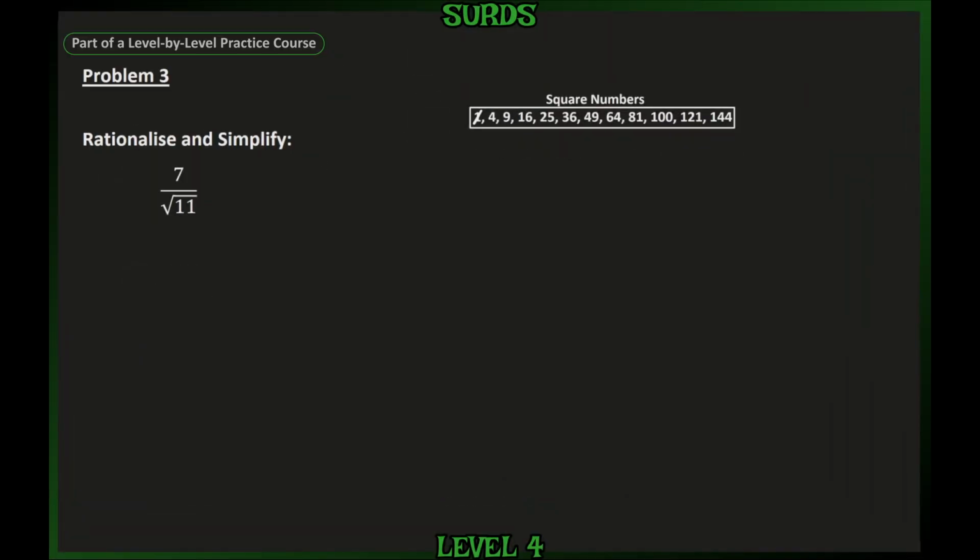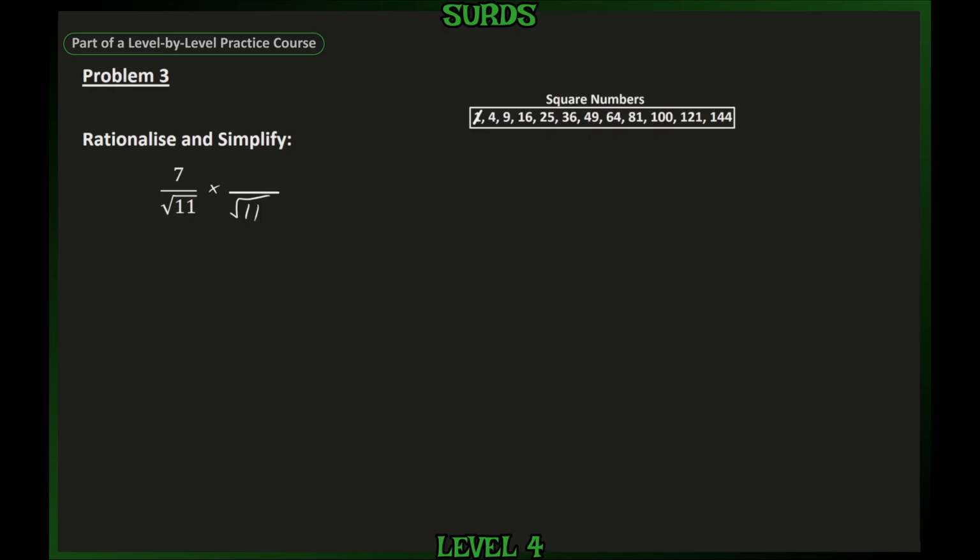In problem 3, we're rationalising and simplifying 7 over the square root of 11. Now to rationalise means to remove the surd from the denominator. And in this case, we can do this by multiplying the denominator, root 11, by itself. Because when we times a surd by itself, the square root part disappears.